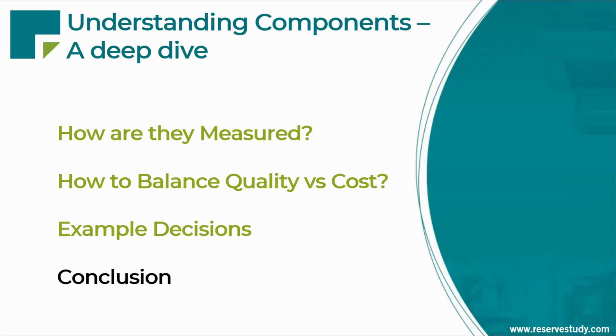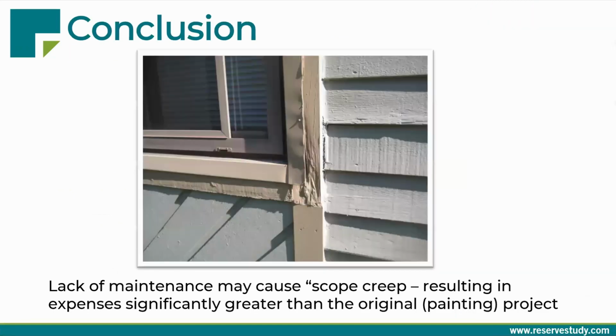Let me take you now to the conclusion where we're going to try to wrap up what we've covered today. And so let me spend a few minutes summarizing. First off is the idea that lack of maintenance may cause scope creep. That's when something gets bigger, resulting in expenses that are significantly greater than the original project.